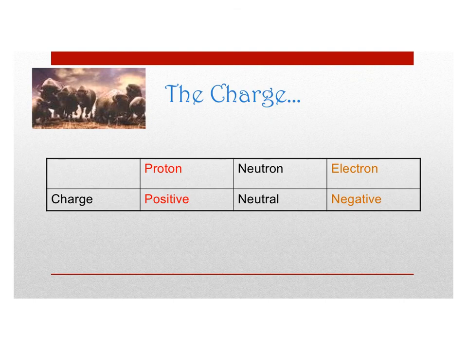Well, one way they are different is based on their charge. Protons have a positive charge. Neutrons have a neutral charge, or in other words, no charge at all. And electrons have a negative charge.